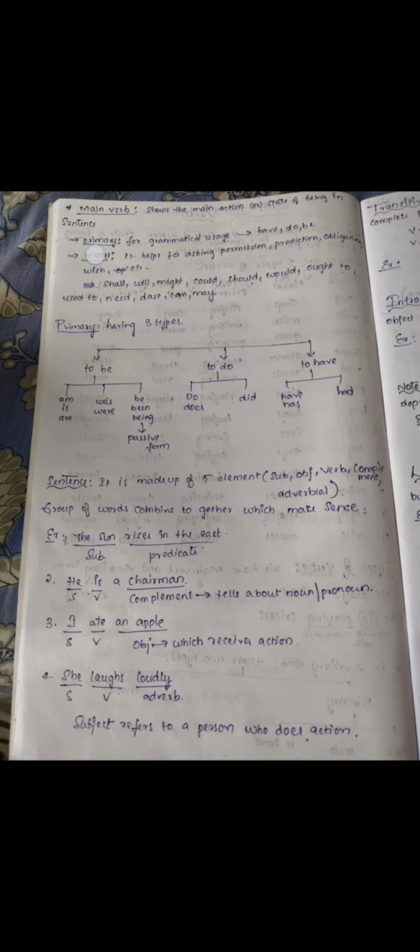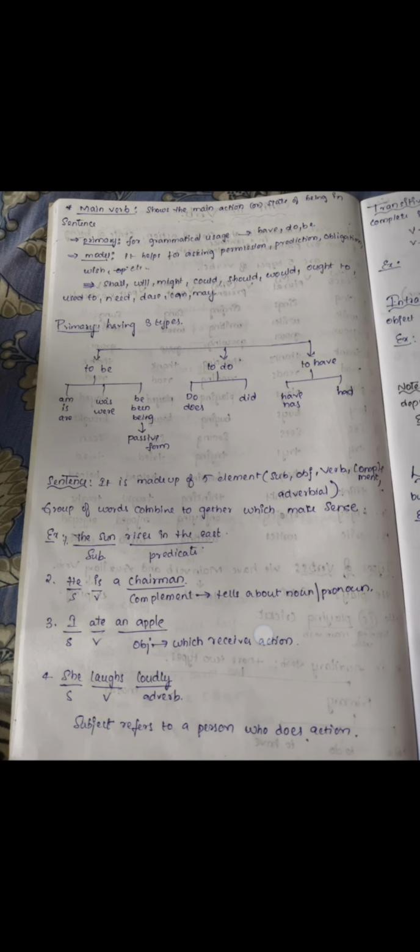And here the primary and the modal. The definition of the primary: we use primary for grammatical usage, like how to do or be. And modal is for asking permissions, predictions, obligations and so on. If we take an example like shall or may, shall we go, or may I come in. We can make sentences using modal for permissions and predictions.